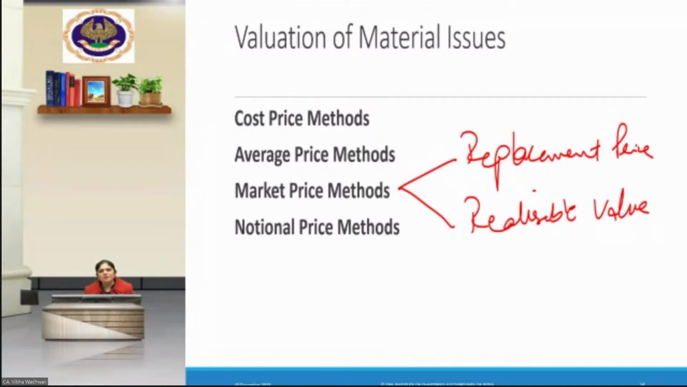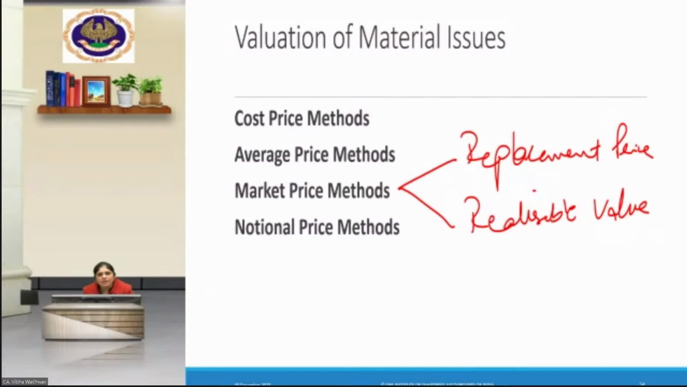So replacement price is basically vis-a-vis the market price. What is the current market price going on? So replacement price method is if today I go to the market and buy a similar product or a similar material, what price it would be. So if I want to replace this material today, what the identical material or a similar material will fetch in the market. All right. That price I will take for issue of material for production. So issue will be at the current market price.